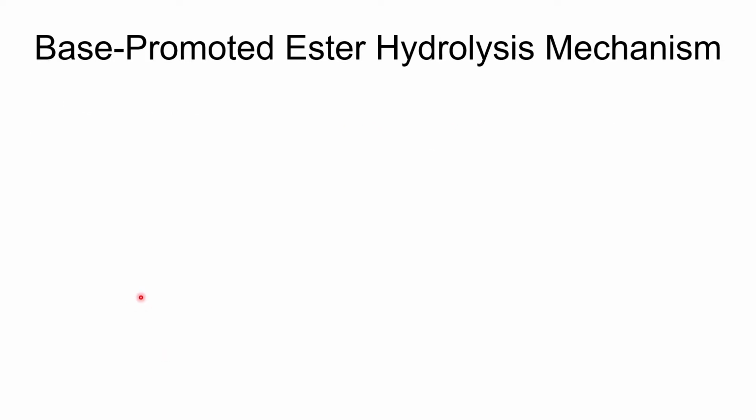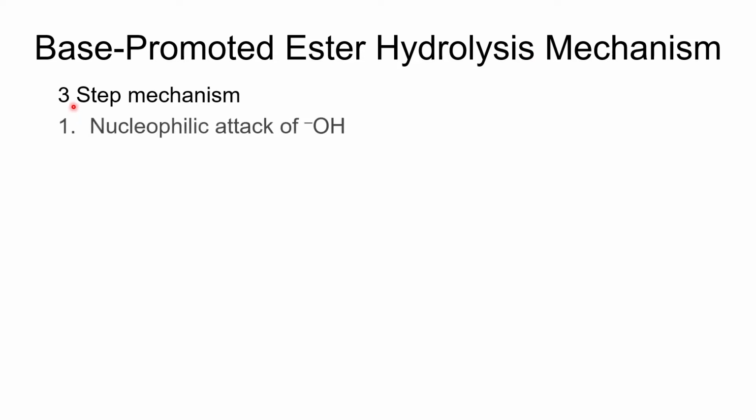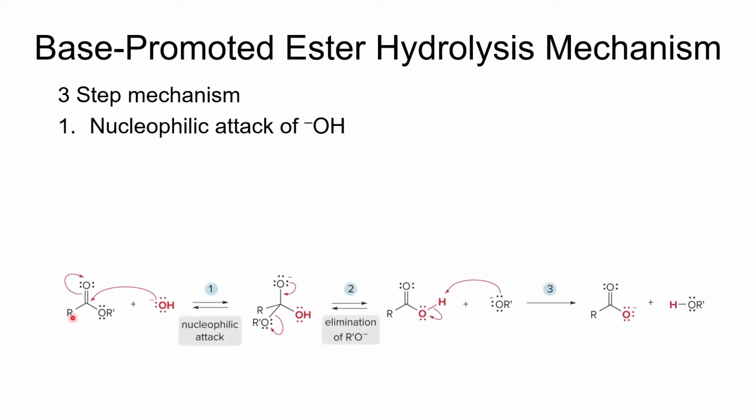Now, we can do base promoted, and you'll notice I'm using the word promoted here, base promoted ester hydrolysis mechanism. The reason we don't call it base catalyzed is because hydroxide is not regenerated in the course of this process. So this is a 3-step mechanism. The first step is that we attack with hydroxide. That will give us our tetrahedral intermediate that we have seen now many, many times.